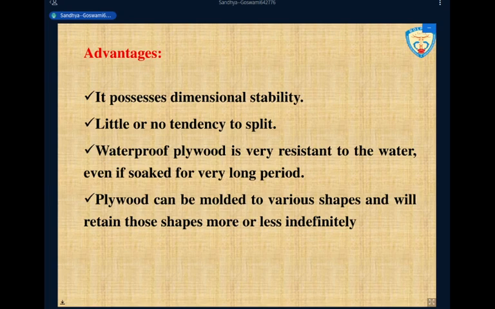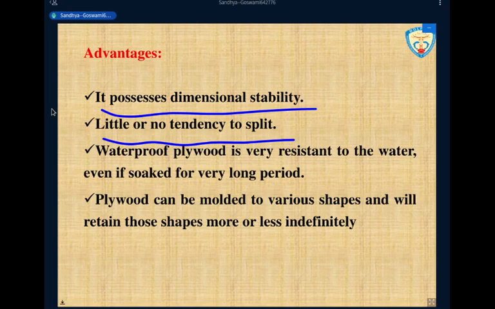Therefore, for dimensional stability, we have to follow certain steps, like putting it for seasoning, then giving it preservative treatments. Still, it does not get proper dimensional stability, right? Like during the rainy season, our doors and windows used to get stuck. But plywood will get dimensional stability. It will also not have a tendency to split, right?